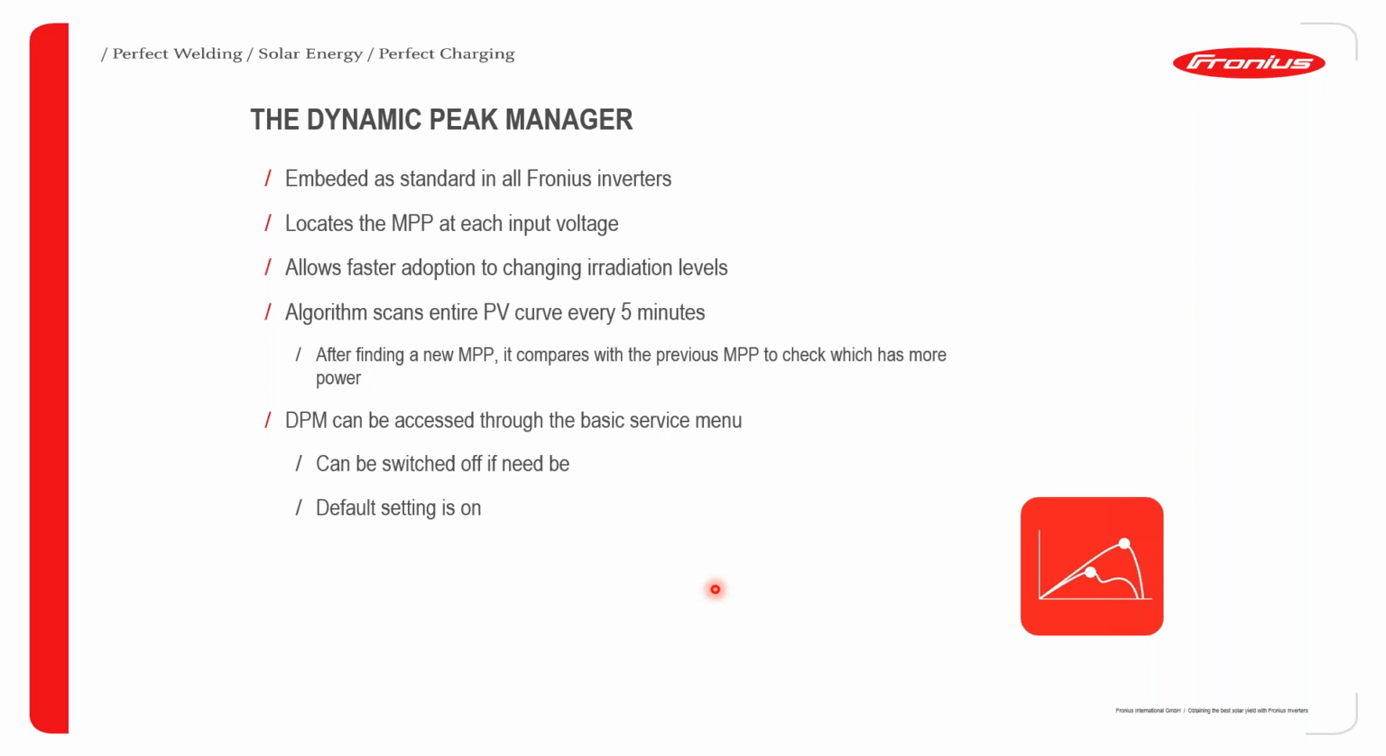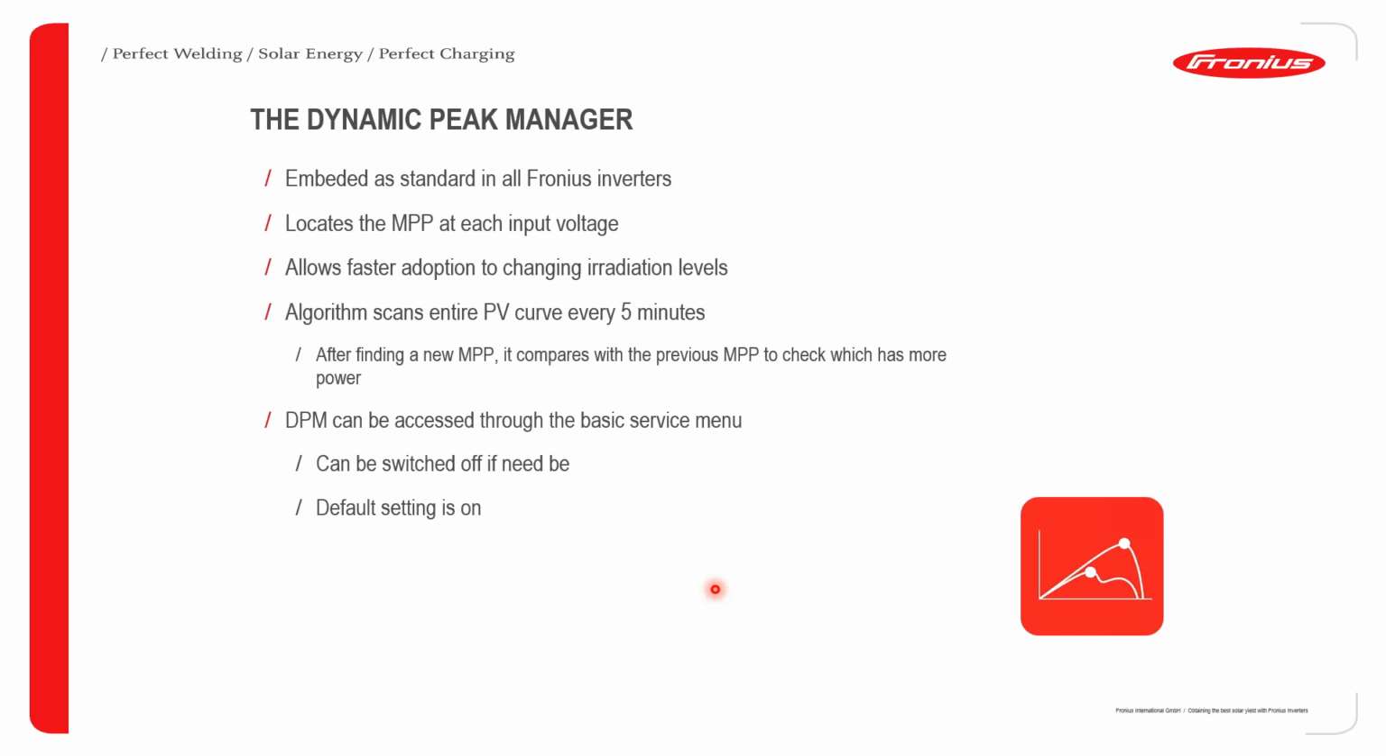So the dynamic peak manager is embedded as a standard in all Fronius inverters. It doesn't matter whether it's the Snap inverters, the Gen 24 or the Tauro. So the dynamic peak manager as an extra MPPT algorithm is already embedded in these inverters. And the way it works is that it locates the MPP at each input voltage, as already shown by my colleague Cyprian. When you have especially an effect of temperature on the PV array, then you get a variance in the input voltage at the inverter connection. So depending on the input voltage, the dynamic peak manager then works out what is the maximum power point.